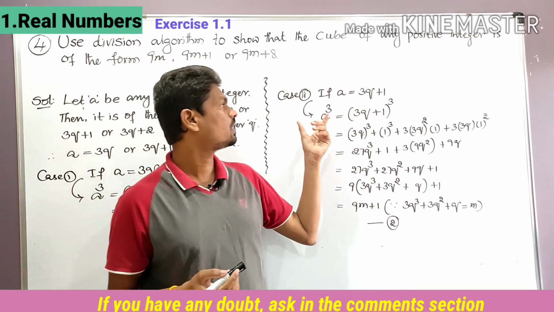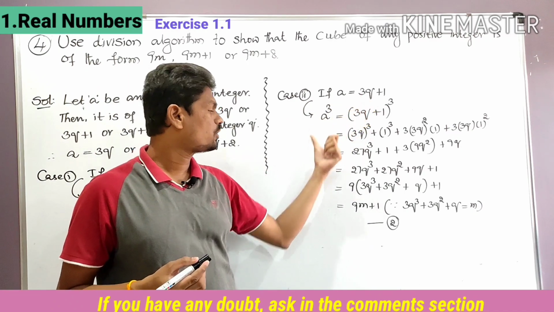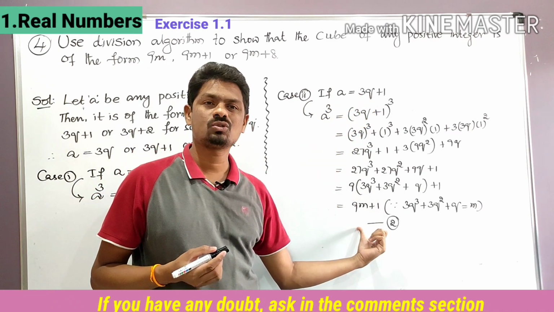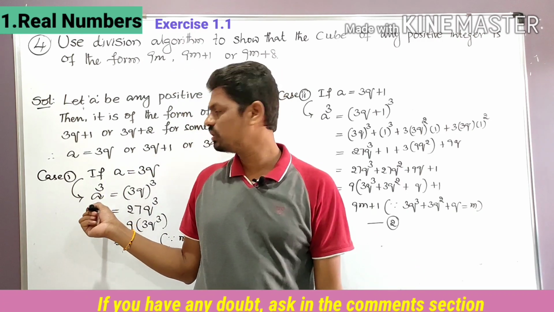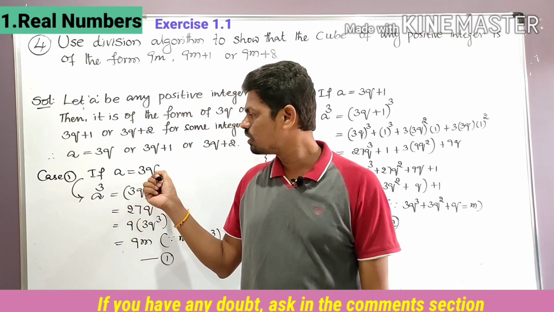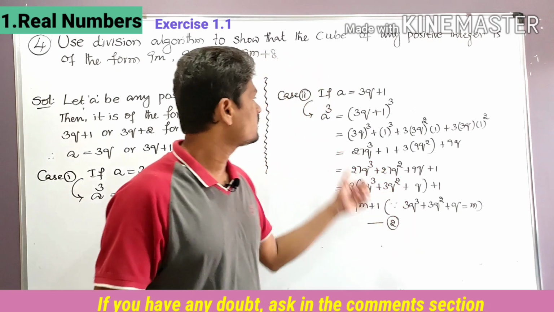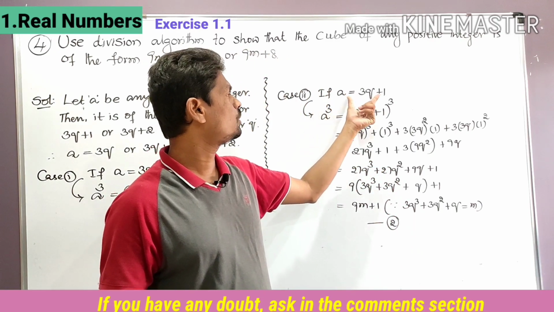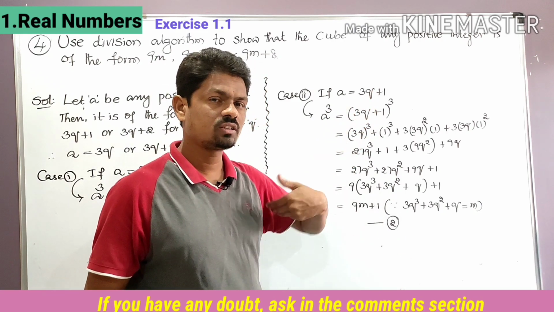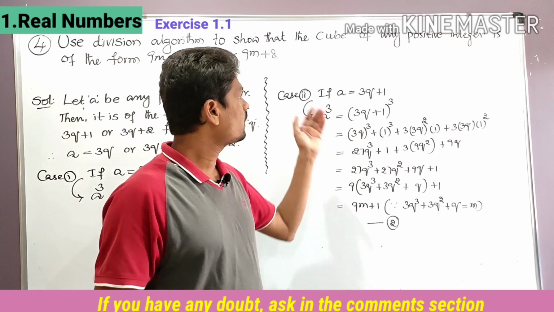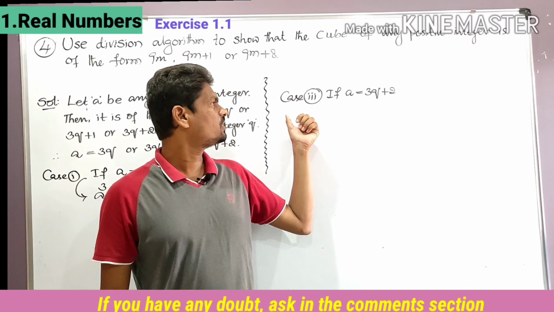So see, student, in the second case, if a is equal to 3q plus 1, then a cube is in the form of 9m plus 1. In the first case, if a is equal to 3q, then a cube is in the form of 9m. But in the second case, if a is equal to 3q plus 1, then a cube is in the form of 9m plus 1. Student, in the third case, we have to prove again by taking a is equal to 3q plus 2. This is case 3.